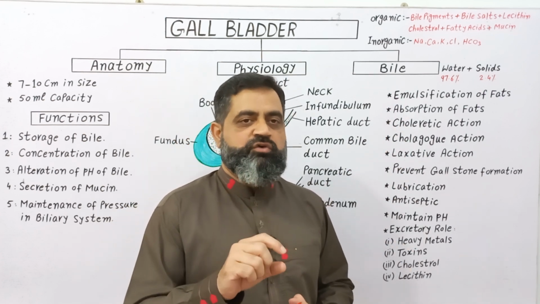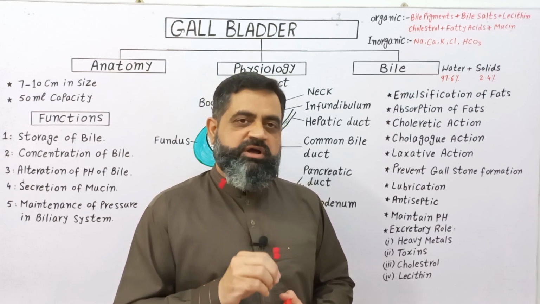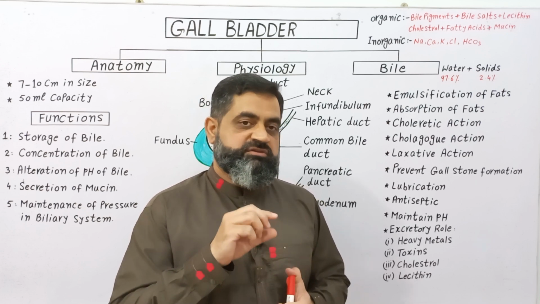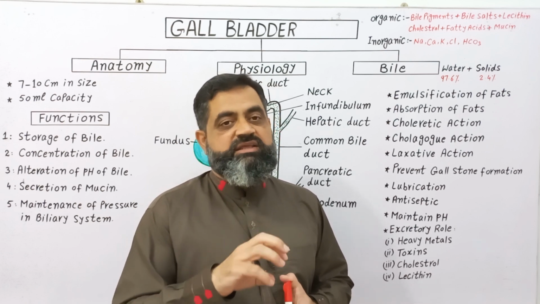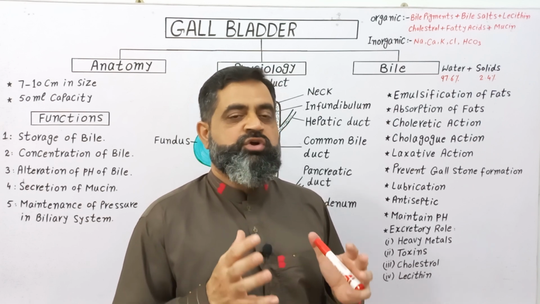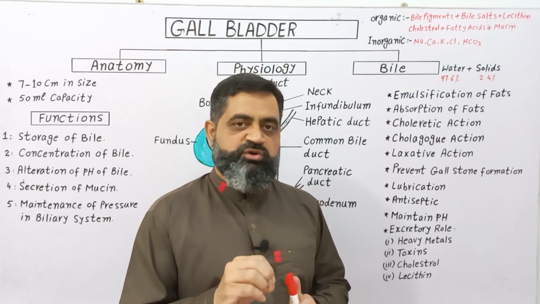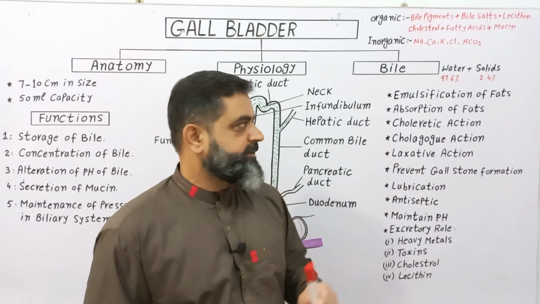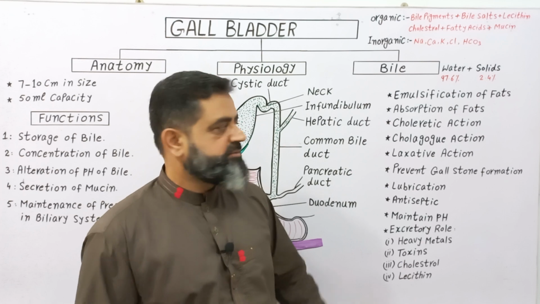Emulsification is the breakdown of larger fat particles into smaller molecules. The smaller molecules of fats have a large surface area, so the fat digesting enzyme, such as lipases, can act easily on smaller particles, and fats can be digested easily. So emulsification is the process of breakdown of larger fat molecules into smaller ones, so that a fat digesting enzyme can act on them and digest them easily. So it helps in the emulsification of fats. Later on, enzymes digest them.